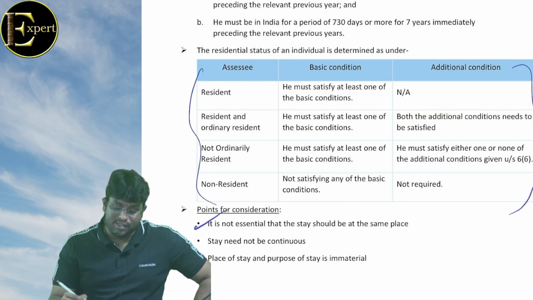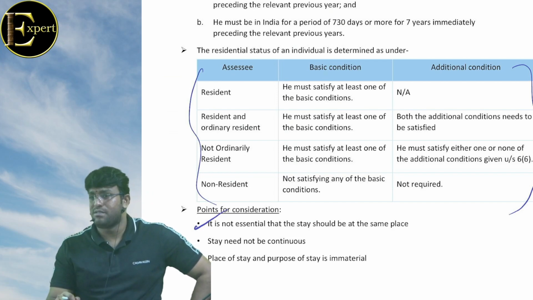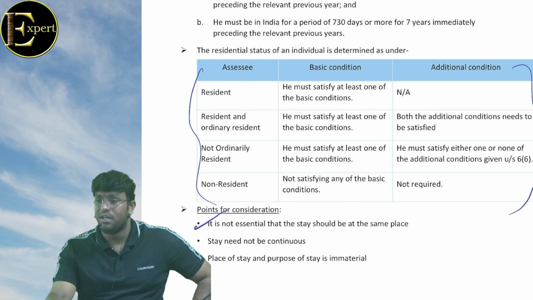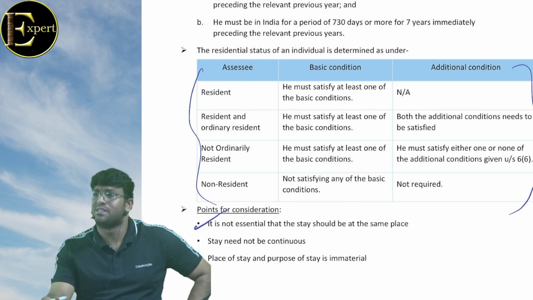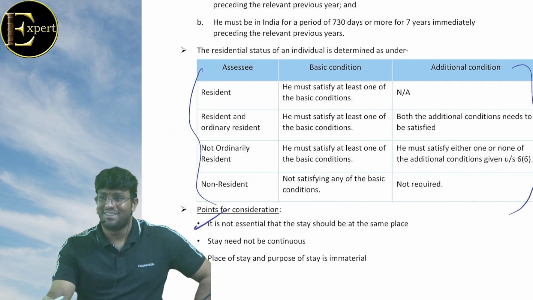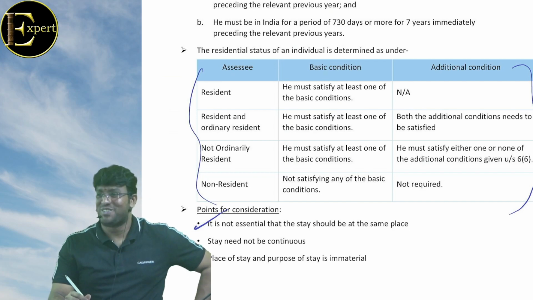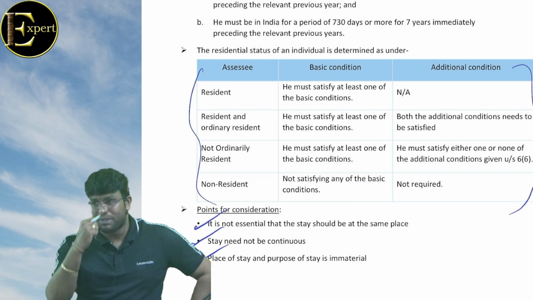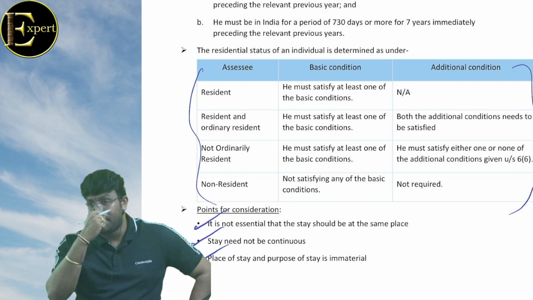It is not essential that the stay should be at the same place. It is not necessary to stay 182 days in Pune or 182 days in Hyderabad. No problem: 10 days in Pune, 10 days in Kerala, 10 days in Bangalore, 10 days in Sikkim, 10 days in Manipur, then Meghalaya, Mizoram, Nagaland, Tripura, Puducherry. Next, stay need not be what? Continuous. Place of stay and purpose of stay is what? He would have come for personal purpose or for business purpose. It doesn't matter.